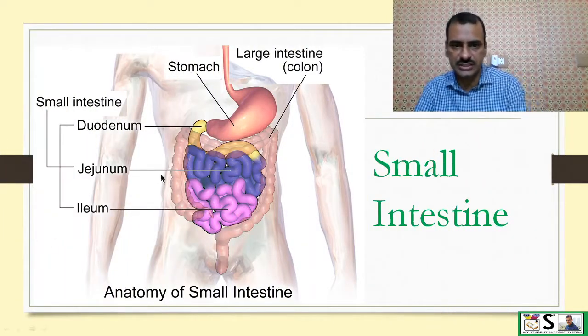Here you can understand this. This is duodenum, this is jejunum, and this is ileum. It ends at the starting point of large intestine.